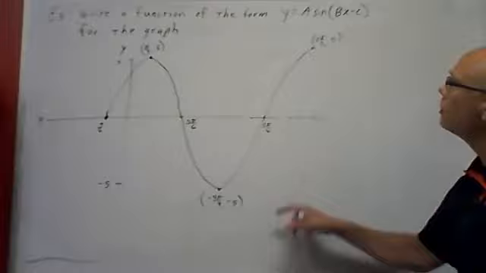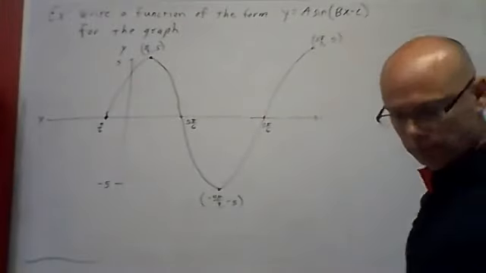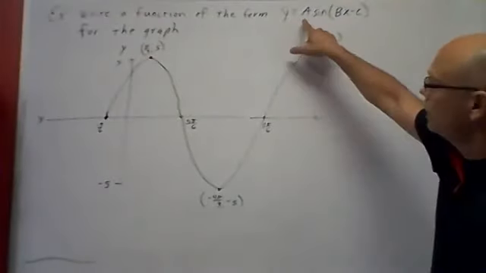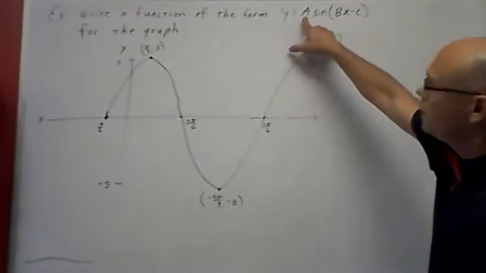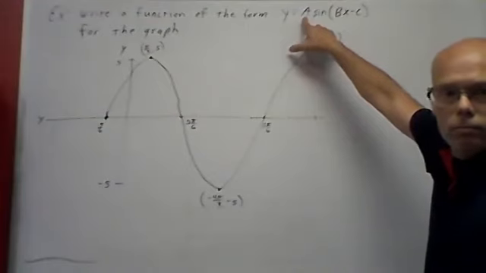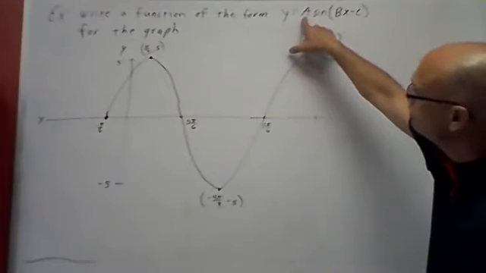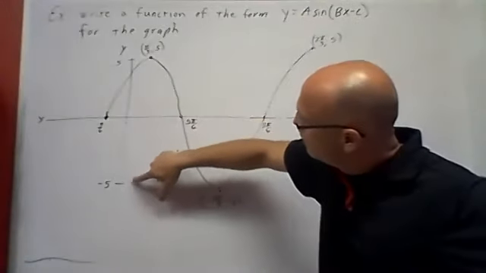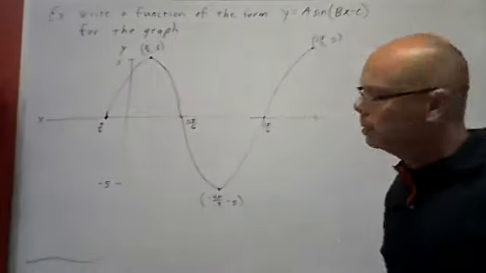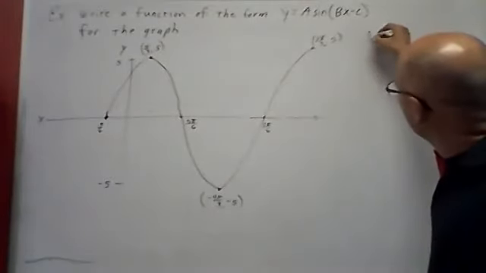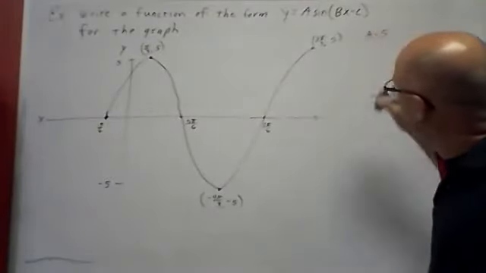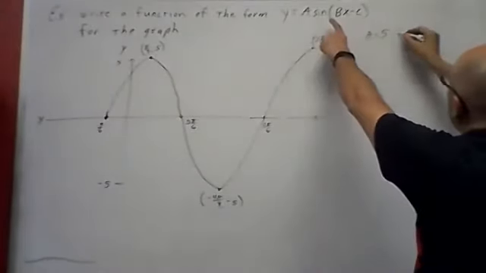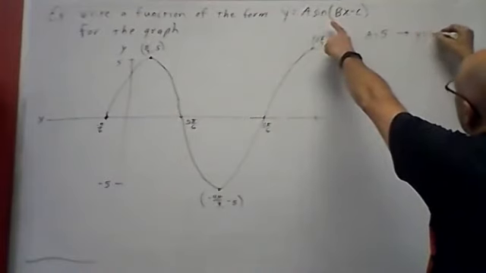Let's see, I'm going to have to come up with a function of this form right here. Well, let's think about this for a second. What did taking the absolute value of a give you? The amplitude, right? So what would you say the amplitude is if I go from -5 to 5? That would be 5. So I could say I have an a value of 5, right? So in other words, I can plug in 5 right now.